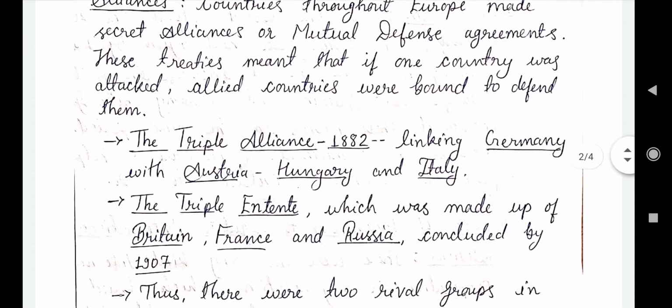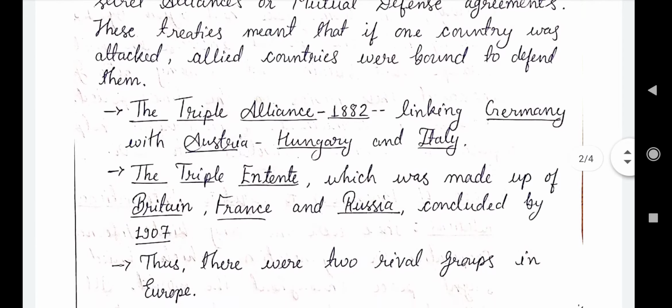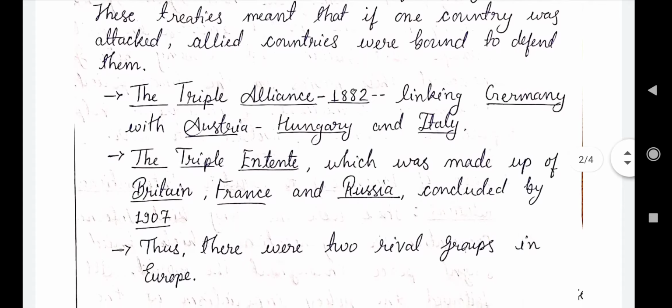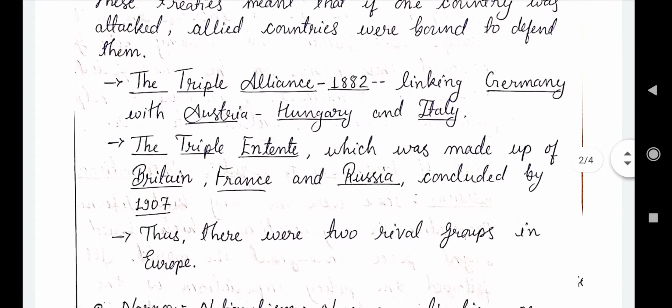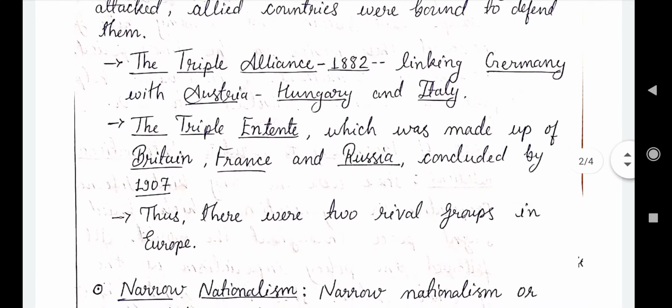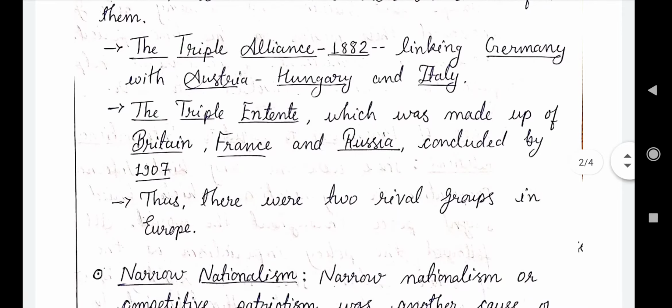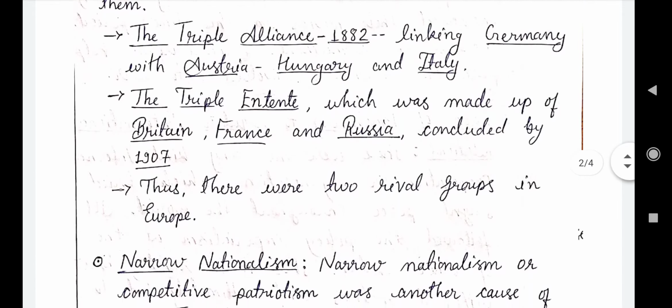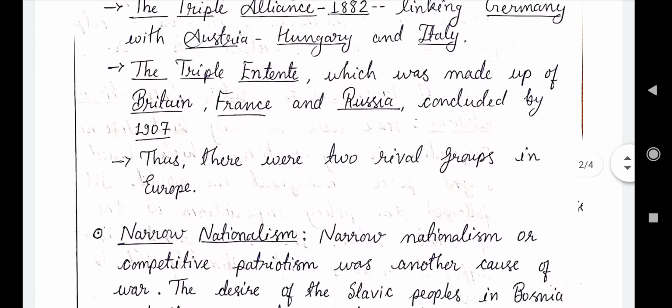The first alliance is the Triple Alliance, which was formed in 1882, linking Germany with Austria-Hungary and Italy. The second one is the Triple Entente, which was made up of Britain, France, and Russia, concluded by 1907. Thus, there were two rival groups in Europe.